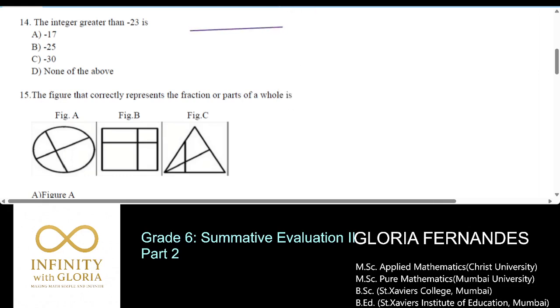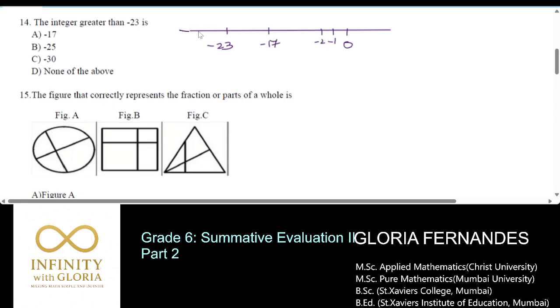Okay. Now the next question, the integer greater than -23 is. Now first let's see, where is the -23? So see, negative numbers will be towards the left of the 0. So 0 will be here, -23 will be somewhere here. Now if you see -17, from here we start -1, -2 and so on, so -17 will be somewhere over here.